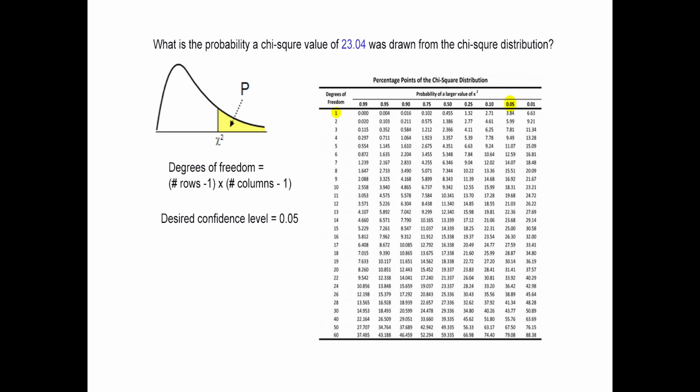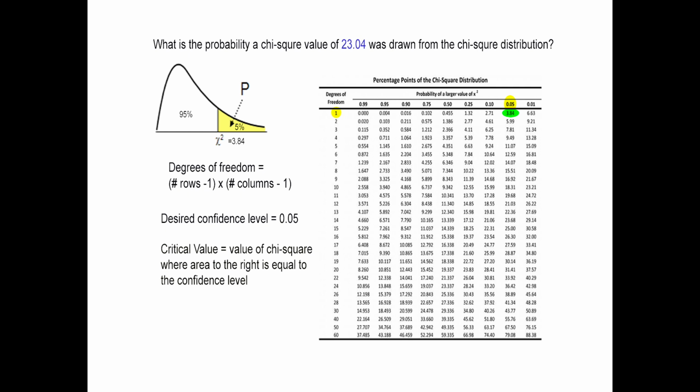So you can see here with some highlighting, I've highlighted the first row and the 0.05 column. That gives us a critical value of 3.84. The critical value is the value of chi-squared where the area to the right is equal to the confidence level. I've illustrated this on the figure on the left-hand side.